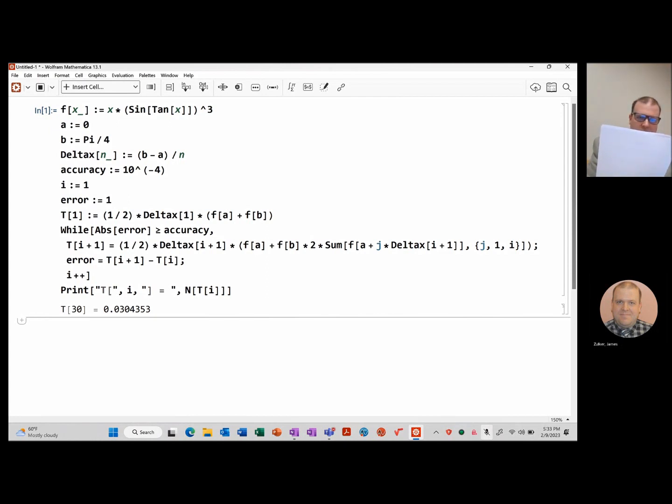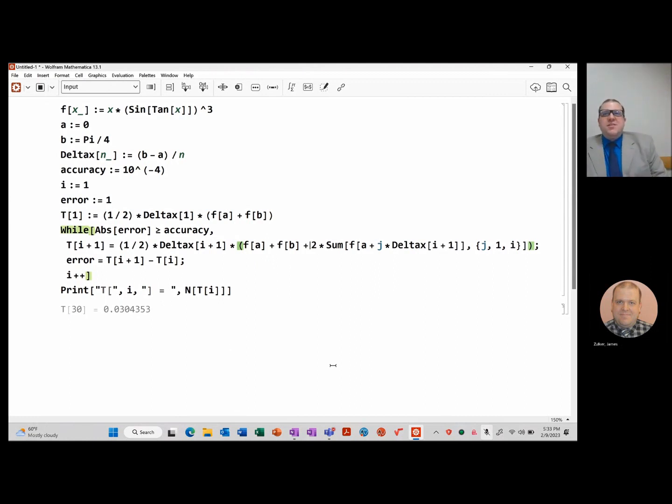Cubed, yes. 0 to pi over 4. Delta xn is b minus a over n. Yes, actually 10 to the minus 4. That's what error starts at, 1. T1 is delta x 1 plus f of b. Right, 1/2 f of a plus f of b plus... Oh. That should have been a plus, not a times. Yeah, that would change everything. I had f of b and then I did times 2 when it should have been plus 2.